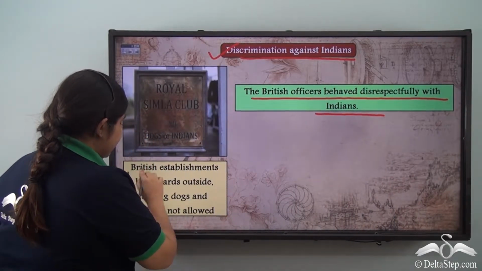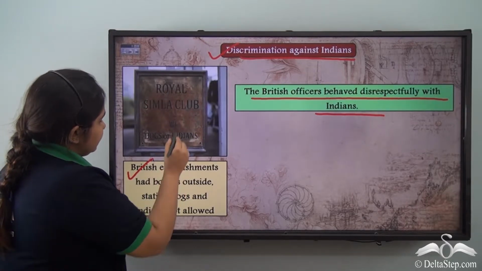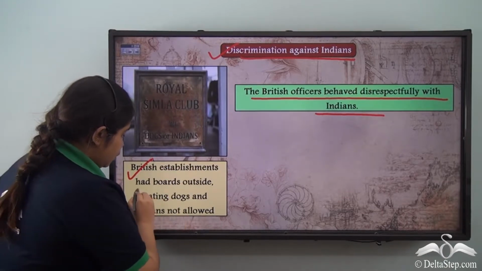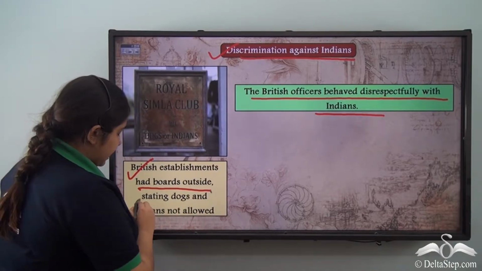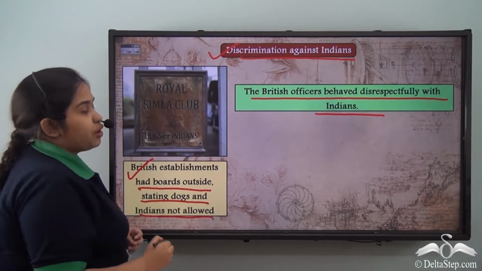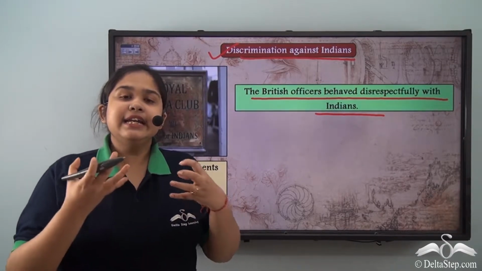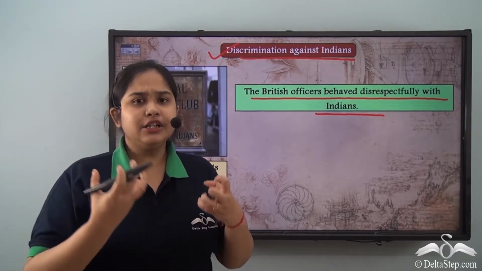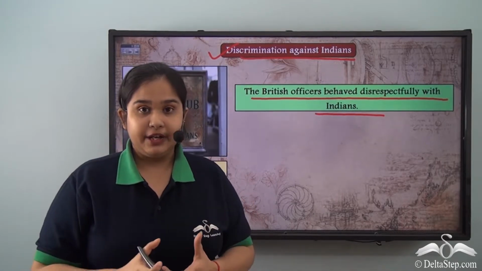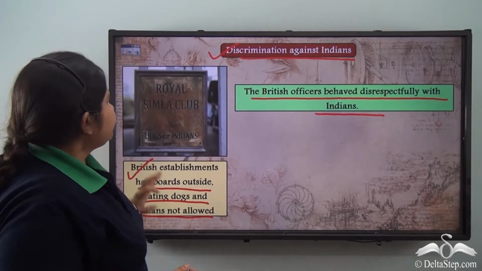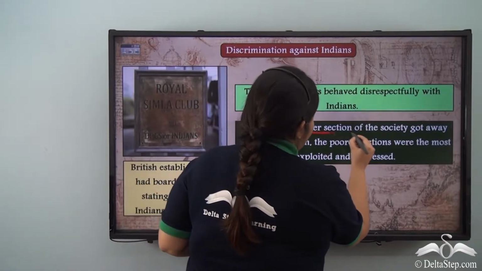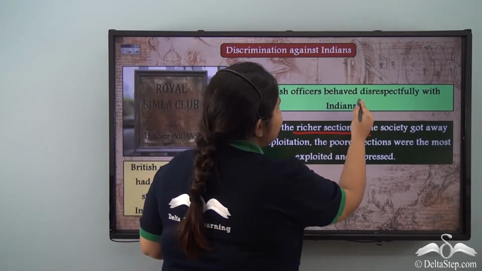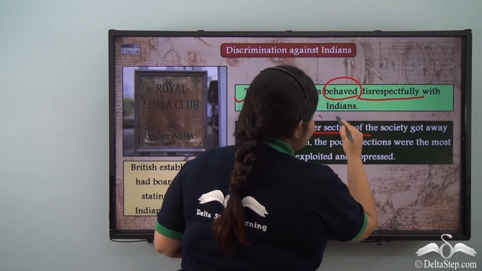For example, you can see in this very board that it is written Royal Simla Club, no dogs or Indians. So they situated these boards outside stating that no dogs or Indians allowed, which would mean that Indians are nothing more than animals. So basically stating that they were very uncultured and uncivilized and barbaric, right? So we see that the important factor here is the British officers are misbehaving and disrespecting the Indians.